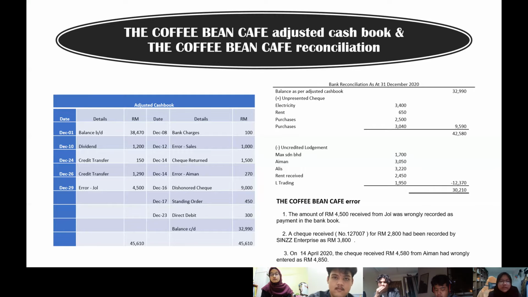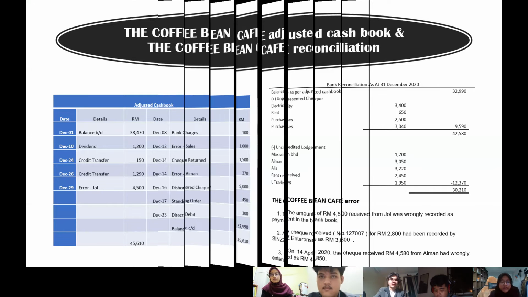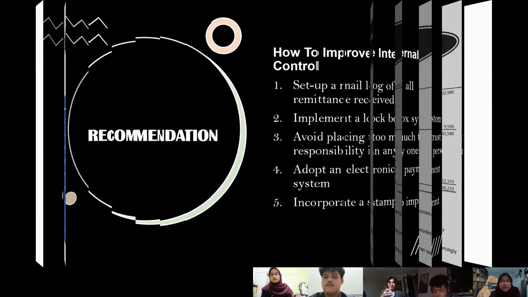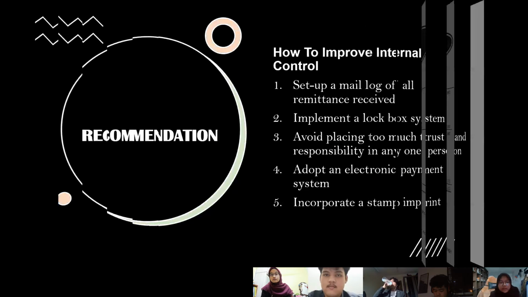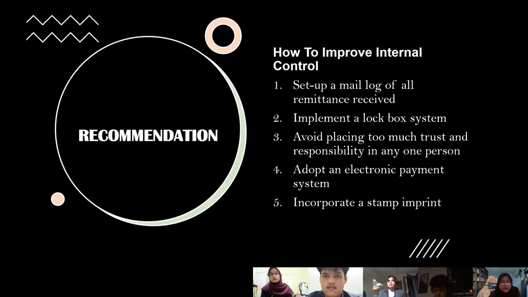Okay, thank you, Aidit. Hi, I'm Alice. Okay, so now I'm going to give you some recommendations. There are five steps on how to improve internal control. Okay, first, set up a mail log of all remittances received. The mail log could include items such as customer's name, amounts, and invoices being paid. This log should then be used to compare to that day's deposit slip as well as when reviewing a customer's account.